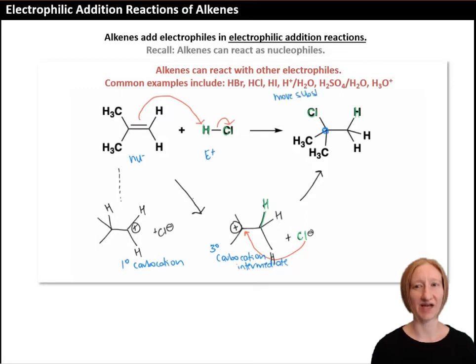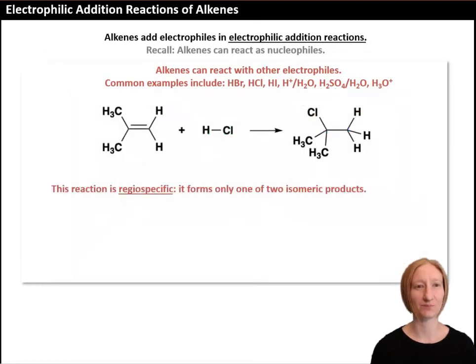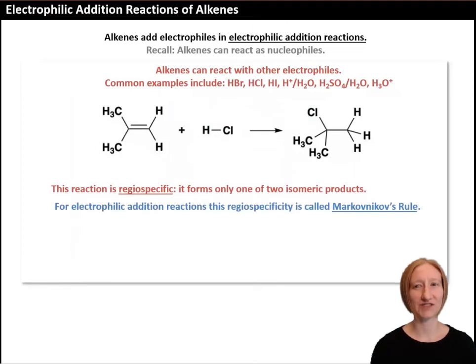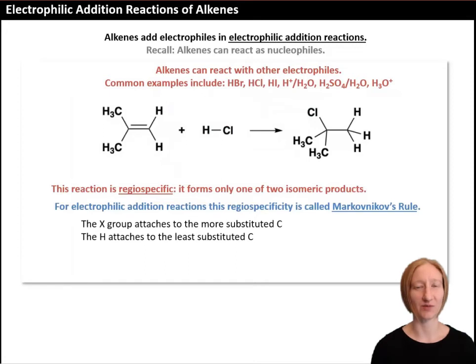That means that in this reaction, only one of the two isomeric products forms. The chlorine only ends up on the more substituted carbon, with the hydrogen on the less substituted carbon. We say that this reaction is regiospecific. And for these electrophilic addition reactions, this regiospecificity is called Markovnikov's rule. And Markovnikov's rule states exactly what we saw, that the X group will attach to the more substituted carbon, and the hydrogen will attach to the least substituted carbon.